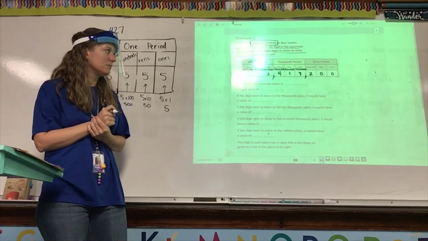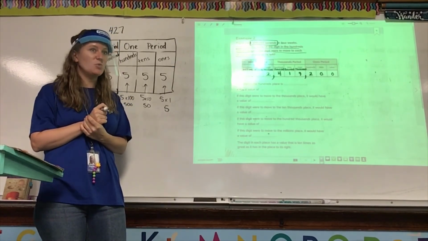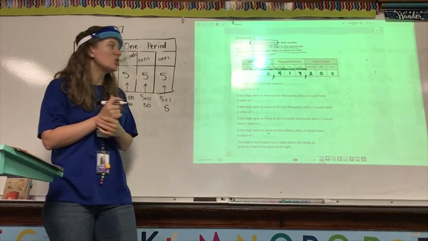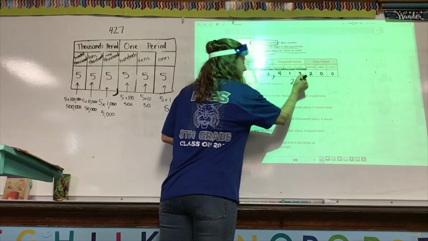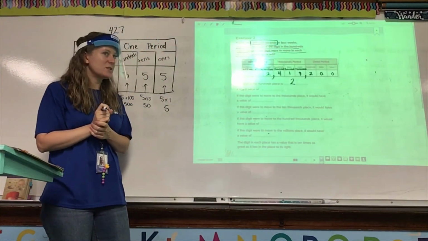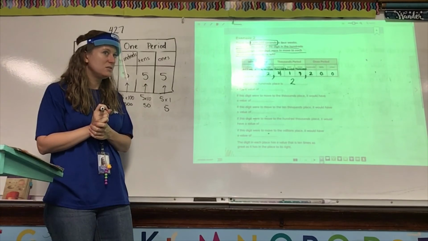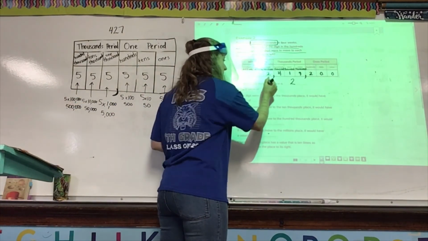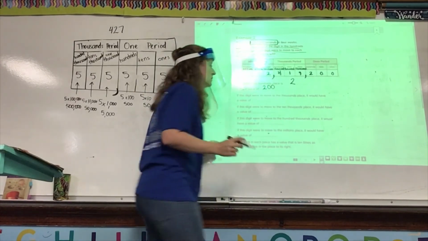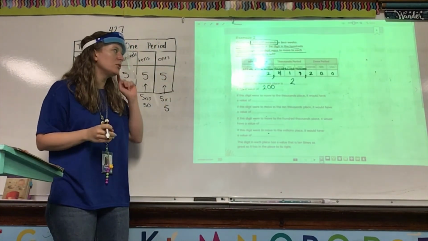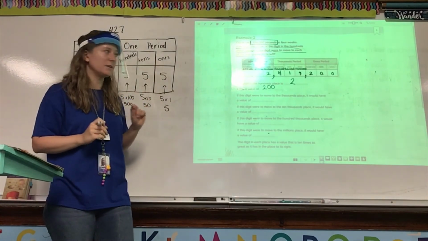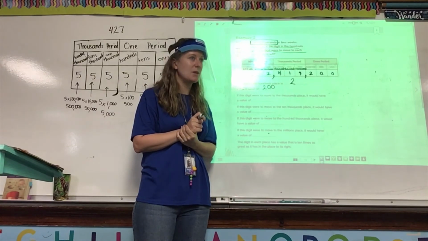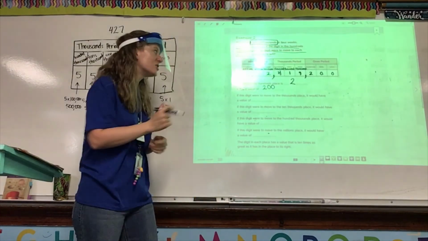So now, Michaela, the digit in the hundredths place is what? We're not looking at 100,000s or 100 millions, we're looking at the hundredths place. 2. A 2 in the hundredths place is worth how much? 200. Now, if we were to move it one place over, so if there was a 2 in the 1,000s place, how much would that be worth, Michaela? 2,000.